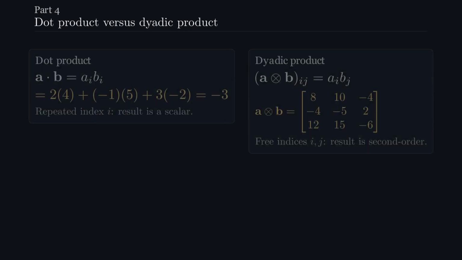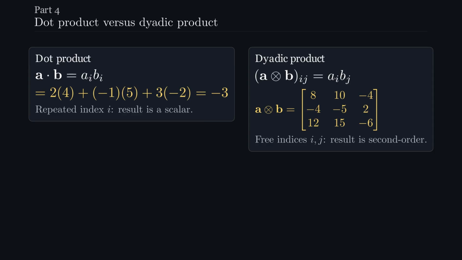The difference between a dot product and a dyadic product is the index structure. In a dot product, the repeated index is summed, and the result is a scalar. In a dyadic product, the indices remain free and the result is a second-order tensor.